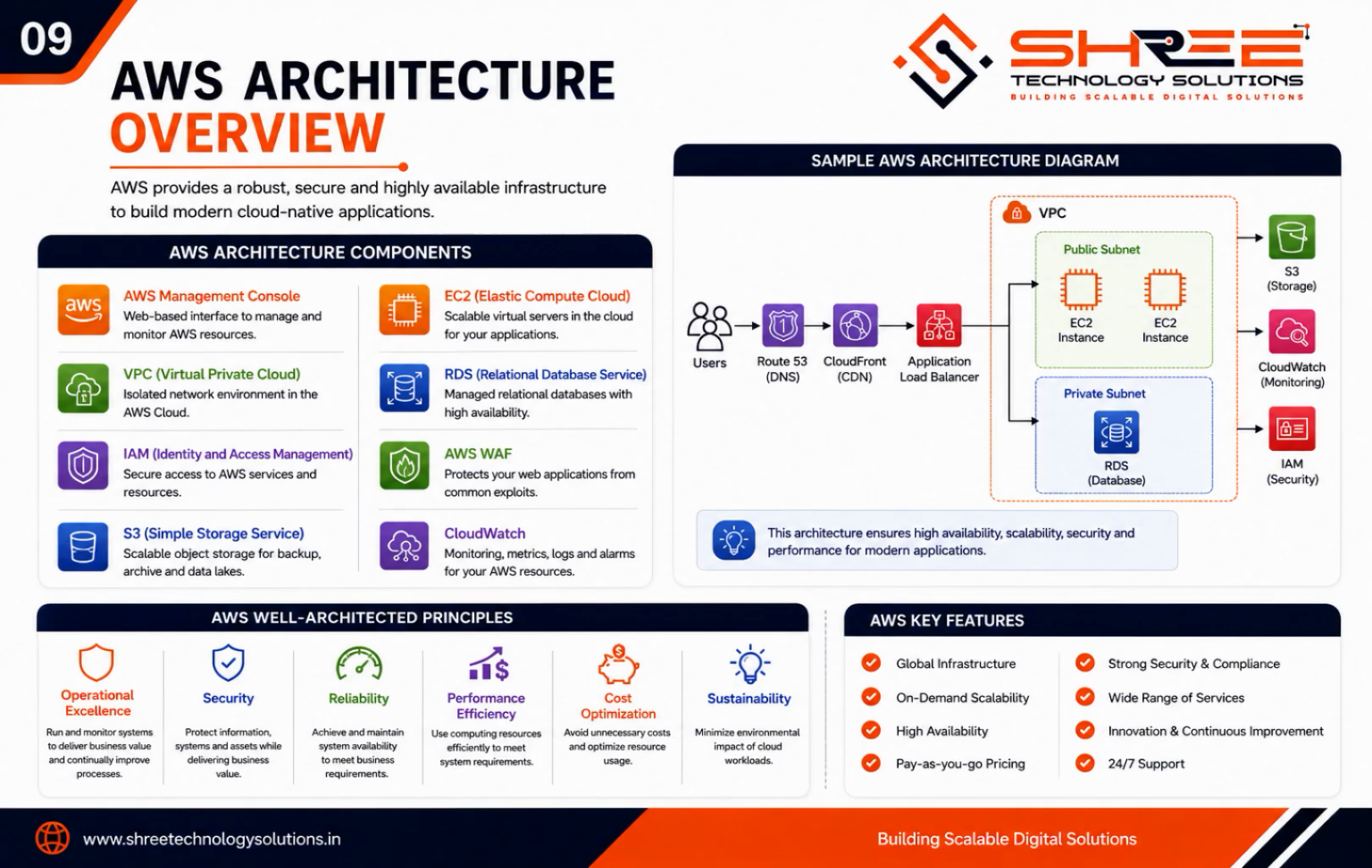CloudWatch handles continuous monitoring. A sample production architecture typically flows from users through Route 53 DNS, CloudFront CDN, and an application load balancer, routing traffic to EC2 instances in a public subnet and RDS databases in a private subnet. This entire structure is guided by the AWS well-architected principles: operational excellence, security, reliability, performance efficiency, cost optimization, and sustainability.